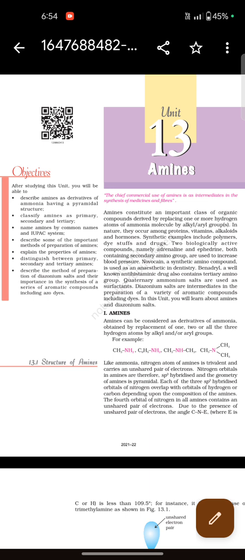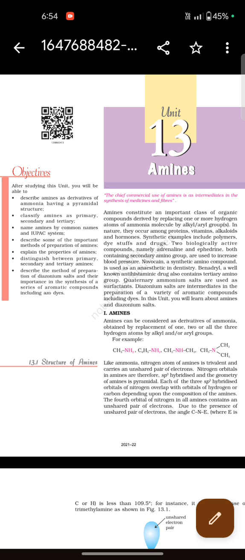Quaternary ammonium salts are used as surfactants. Diazonium salts are intermediates in the preparation of a variety of aromatic compounds, including dyes. In this unit, you will learn about amines and diazonium salts. First, amines. Amines can be considered as derivatives of ammonia obtained by replacement of one, two, or all three hydrogen atoms by alkyl or aryl groups.